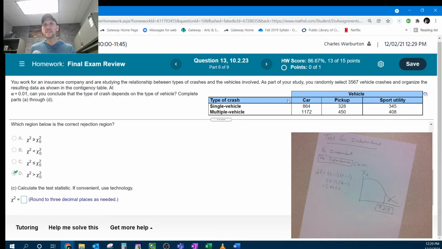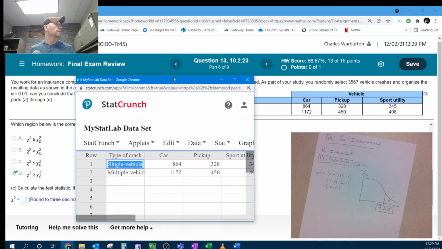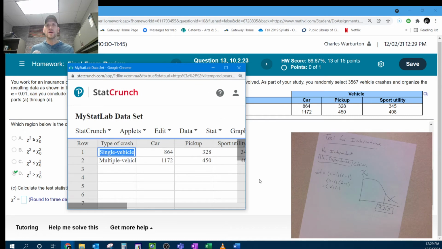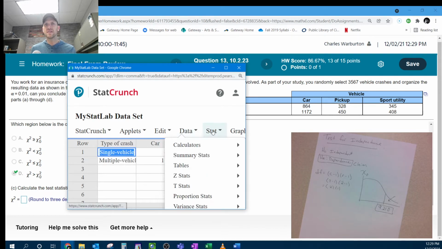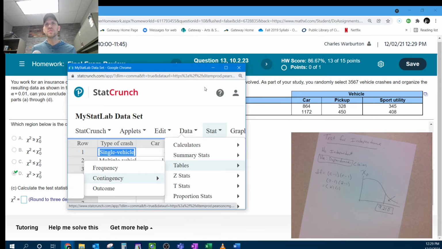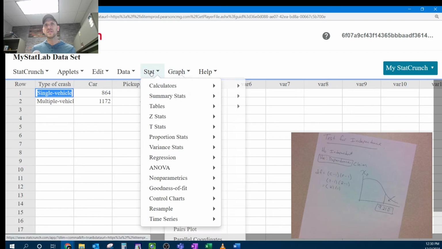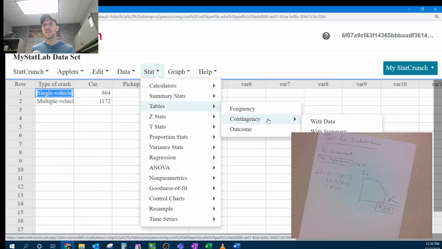And now it says, well, let's take our sample and see if we can make some sort of conclusion. Upload your sample. There's my sample. And remember the test we got to do here is the chi-square test. The chi-square test is under Stat, Tables. This is called a contingency table. So it's Stat, Tables, Contingency. And here we have a summary of the data.